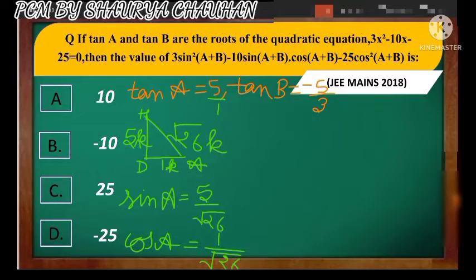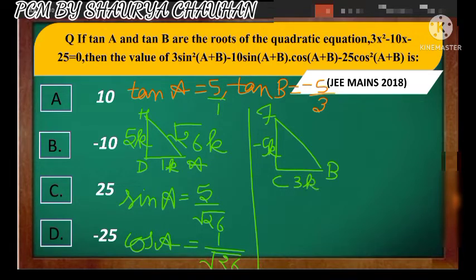Now make the triangle for 10b. So it will become B, C and F. So here will be minus 5k and 3k. To find the hypotenuse, which is BF, we will apply Pythagoras theorem. So by applying Pythagoras theorem, it will become root over 25 plus 9, which is equal to root over 34. So let the angle be in the second quadrant.